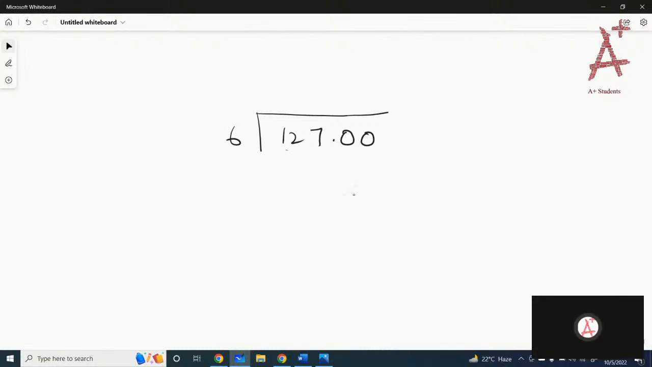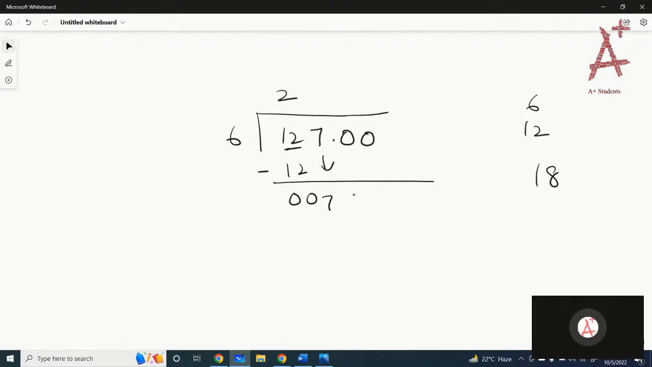You have to count a table of 6 until you get 12 or a number that is less than 12. So 6 times 1 is 6, 6 times 2 is 12, and 6 times 3 is 18. So we can go for 6 times 2. 6 times 2 is 12. Just subtract them. 12 subtract 12 is 0. Now bring the next digit down.